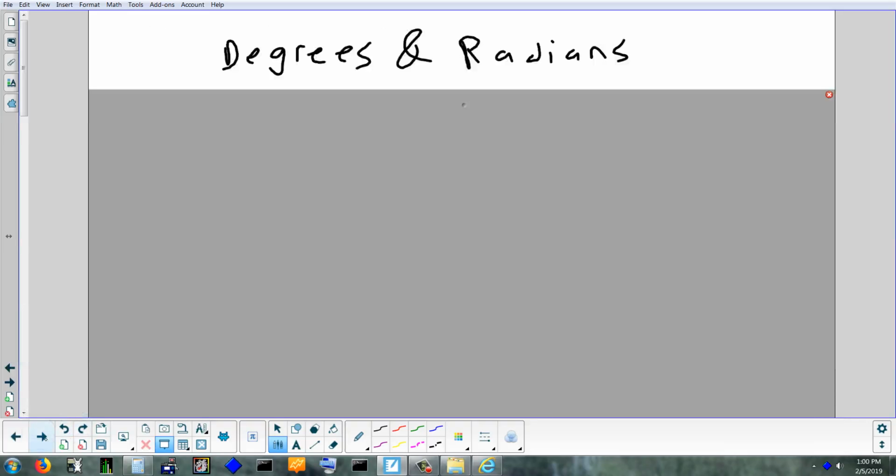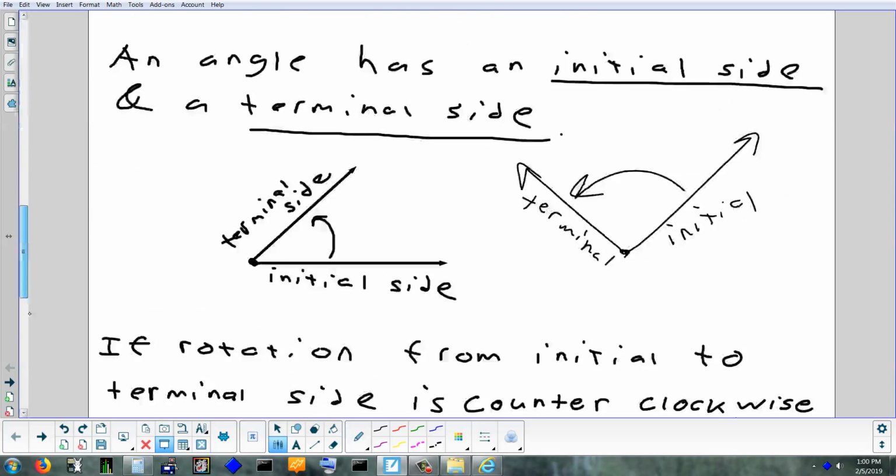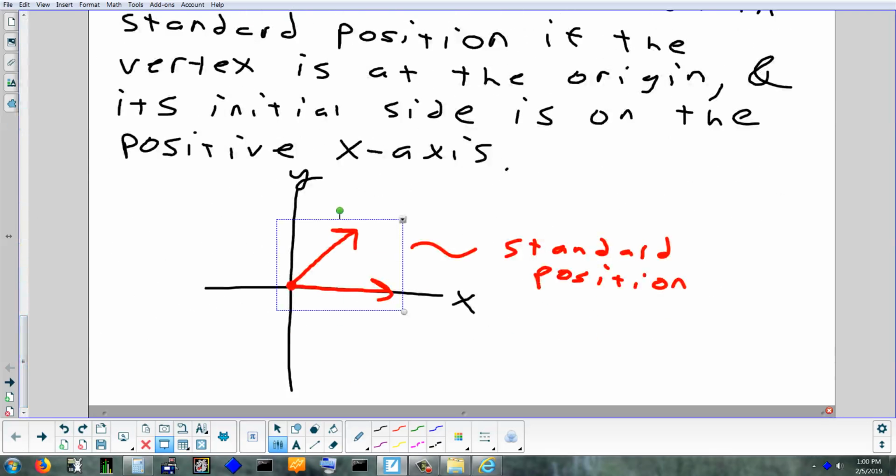All right, so I mentioned to you that negative 90 and positive 270 are the same angle. There's a special name for that. I don't think I'm going to go through it right now, but eventually I'll tell you what that's called. There's a special name.